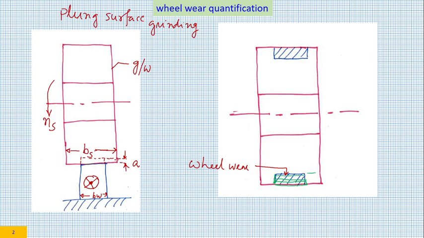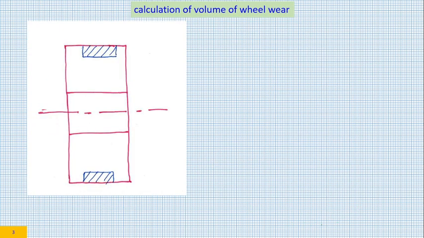So there would be a radial wheel wear which would be measured by this. So this is radial wheel wear. This will take place provided you are doing flange surface grinding. If you are doing other kind of grinding, what would happen? We will come to that. We will also discuss that. So first we will try to see calculation of wheel wear.